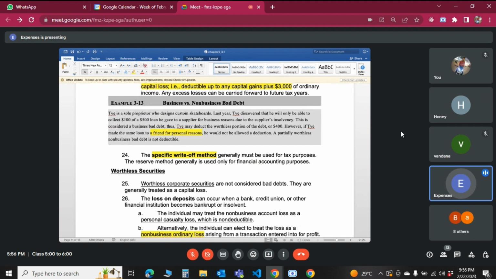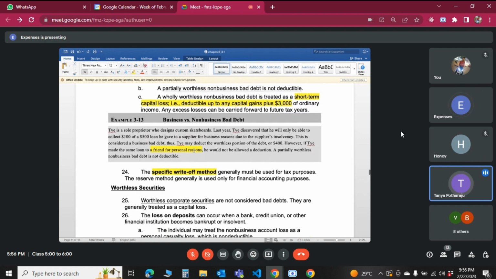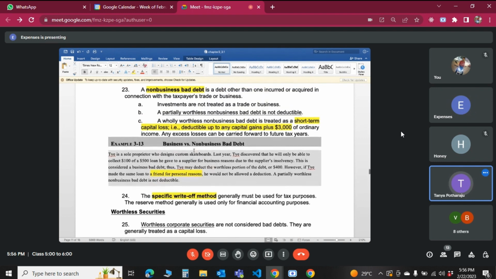Okay, Tanya, please explain. So basically, he loaned someone $500, and he realized that only $100 can be recovered from the supplier. He can record $400 as bad debt because it's the worthless portion, and the whole expense was for business. However, if he had given this on a personal basis to a friend or family, then he cannot record that as bad debt in the business.